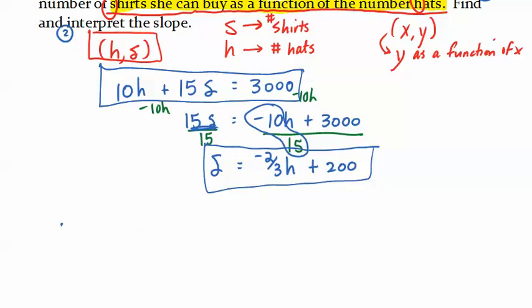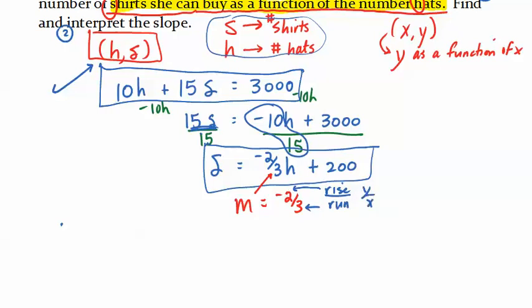So now we found the slope. So my slope is negative 2/3, right? That's the slope right there. What in the world does that mean? We're going to interpret it now. So let's look back at what was what. In other words, right here. If I look at my little help right here, then I see that H is x and S is y. So slope is rise over run. In other words, it's change in y over change in x. So this is the change in S over the change in H.